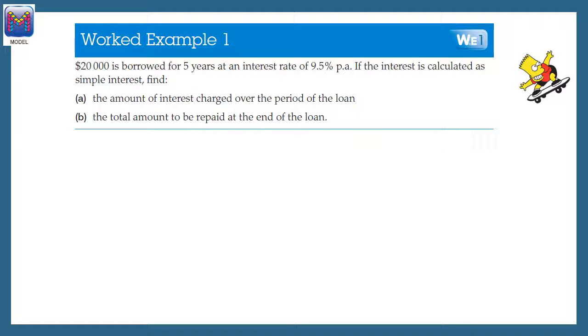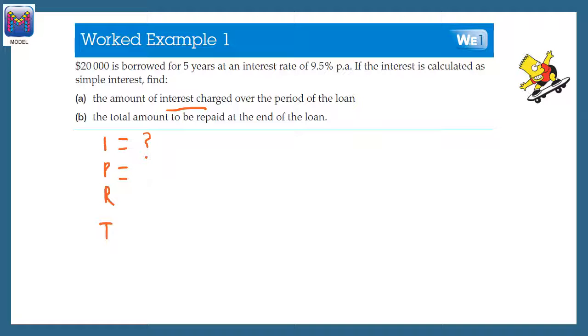Let's have a look at some examples. $20,000 is borrowed for 5 years at an interest rate of 6.5% per annum. If the interest rate is calculated as simple interest, what do we got to find? The amount of interest and the total amount to be repaid. A good way to think about these questions is your formula is I equals P R T. It says find the amount of interest charged. So that's I that I want to find.